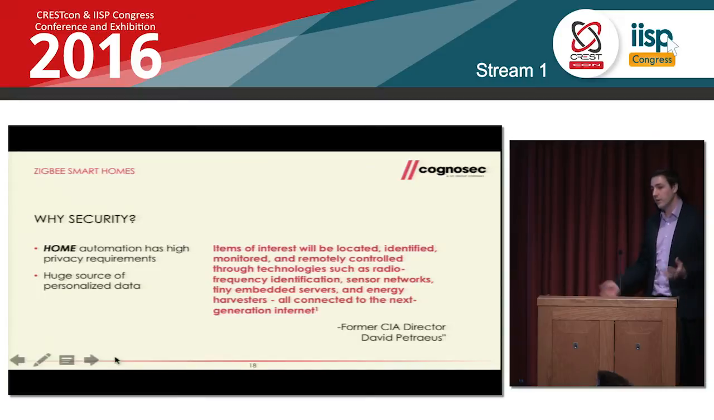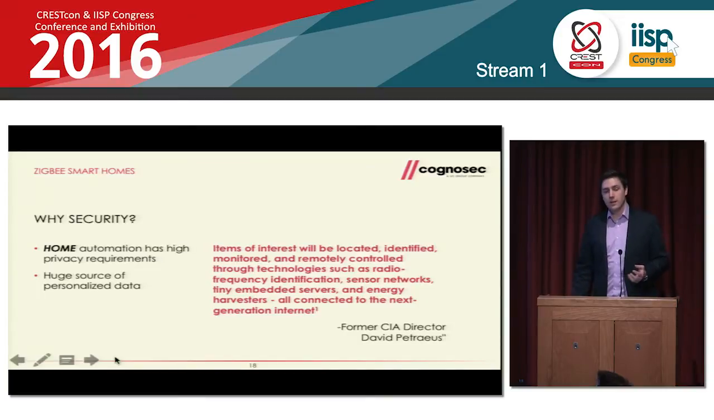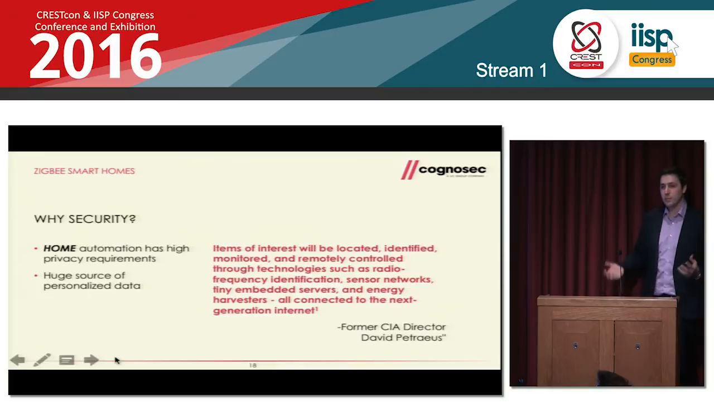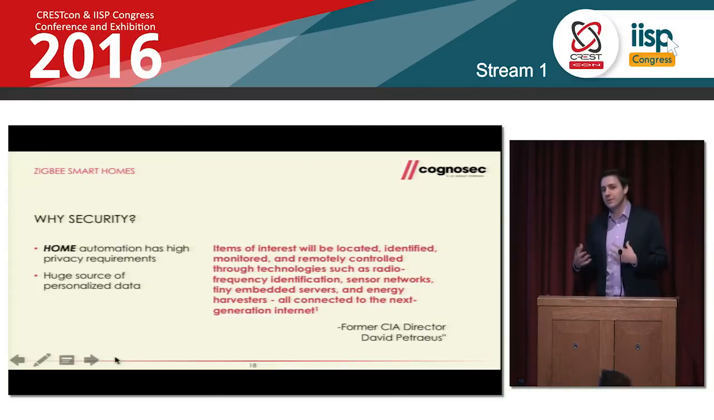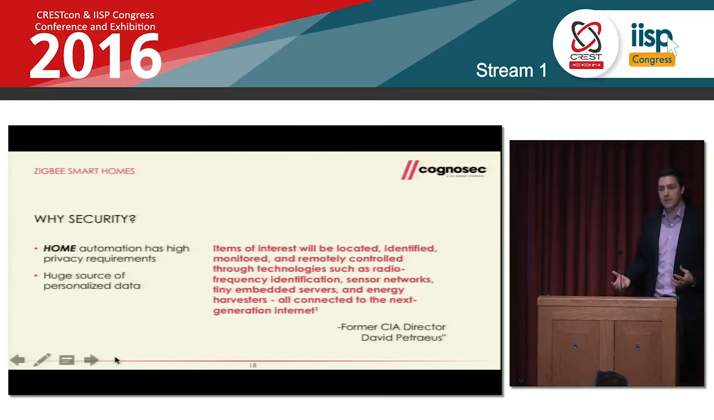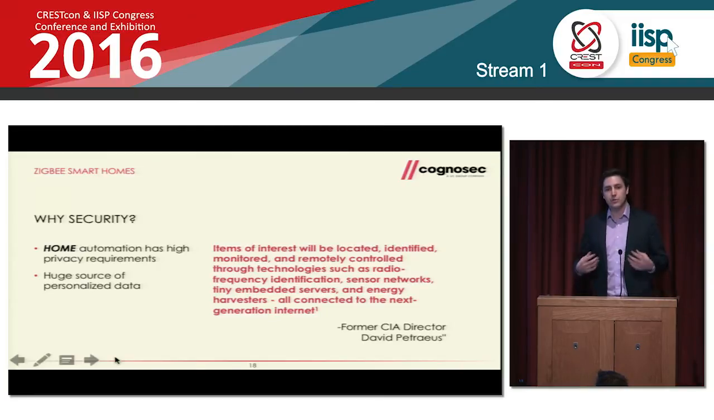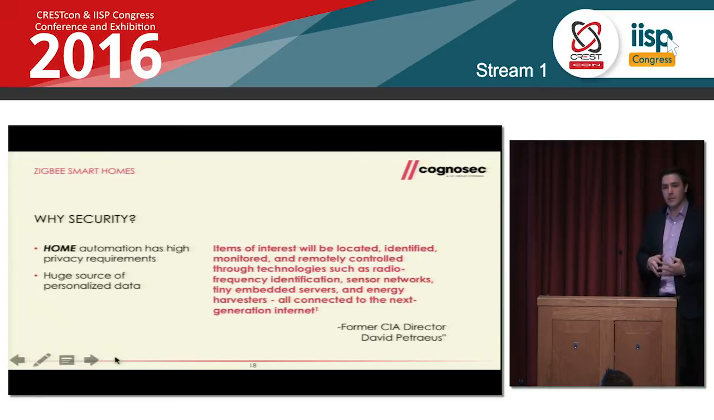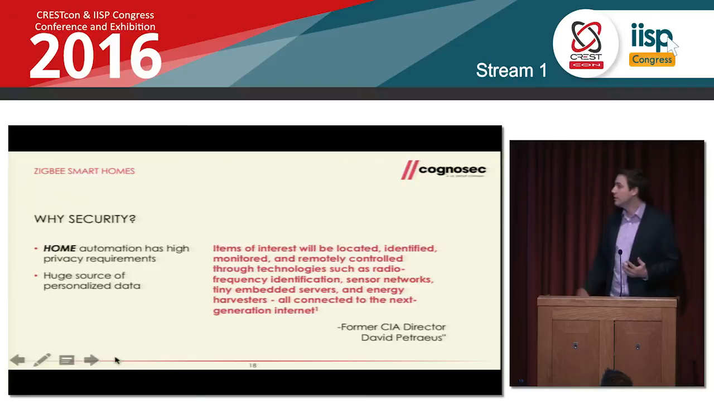So why security? It's home automation, smart home. For me, the word home is very private, so I have high privacy requirements. It's also a huge source of personalized data when you are able to monitor the habits of the persons living in the house. When are they leaving for work? What are they doing? When do the lights go out and on? And even door locks, whatever, you can monitor everything.